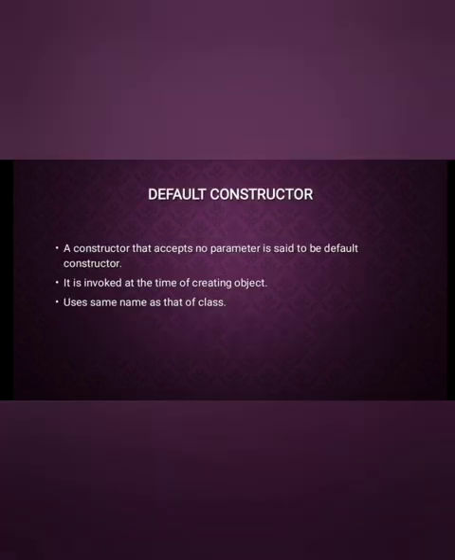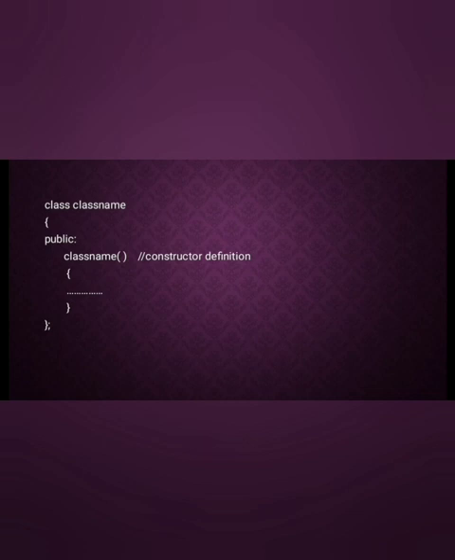Let's see the default constructor. A constructor that accepts no parameter is said to be what? A default constructor. It is invoked at the time of creating an object and it uses the same name as that of the class. Here is the syntax for a default constructor. First, a class is created with some class name. Then within the public section, the constructor, that is the default constructor, is defined.